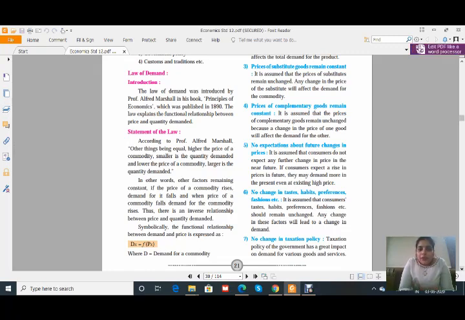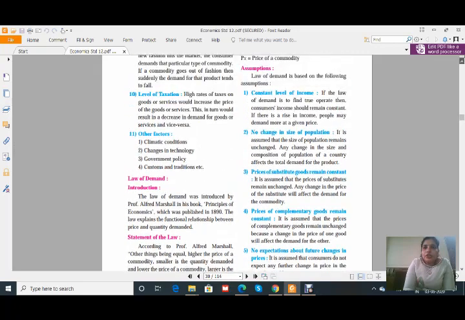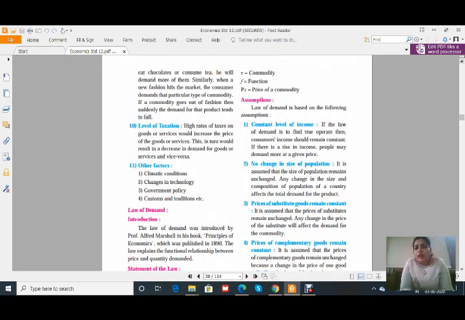So now, symbolically, the functional relationship between demand and price is expressed as Dx = f(Px). You have to write this and you have to explain what is meant by D. D of x means demand for a commodity x, and f means function. Function denotes that demand will change according to the change in price. X is the commodity, f is the function, and P of x is the price of the commodity. So whenever there is a price change, there is also a change in quantity demanded.